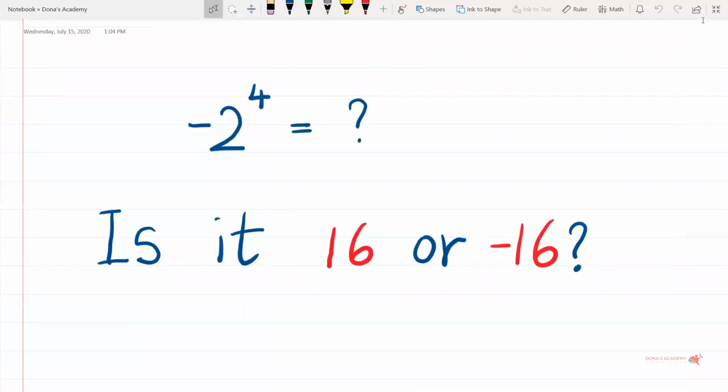Negative 2 to the power 4. What is it? Is it positive 16 or negative 16? So today I am beginning pre-calculus lesson 1, which is exponents. So please keep on watching this video.